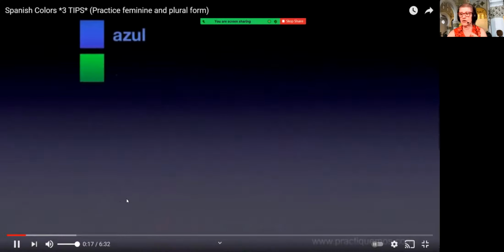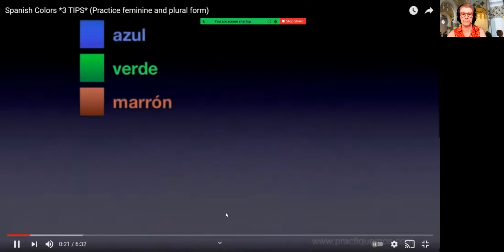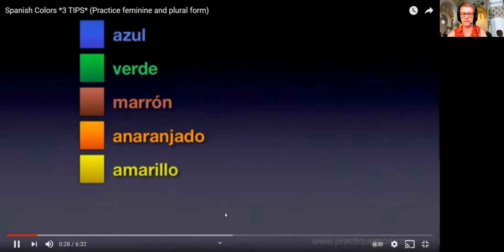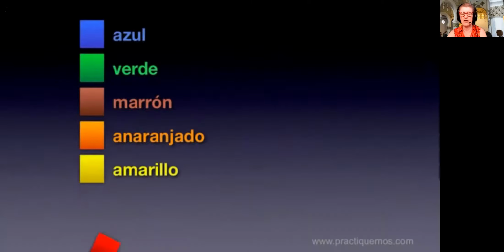Azul. First, we're just going to get the words. Azul, blue, right? Verde, green. Marrón, brown. Anaranjado, orange. Some people do shorten this to naranja. It's a regional variation. Amarillo, yellow. Rojo, red.